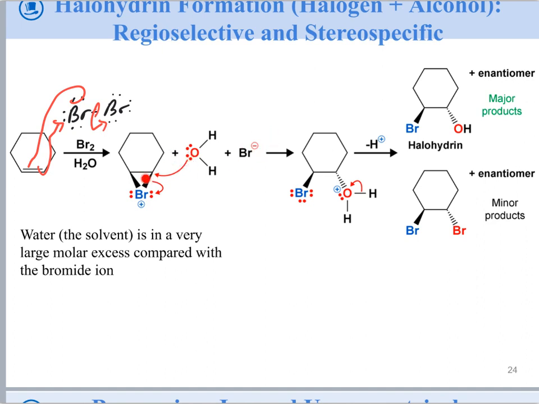Lone pairs come there, SN2 style. We lose the H plus, the Br minus could have taken it, that's fine. And we get a trans Br to the solvent. We call that a halohydrin, trans Br to the solvent. Right, that'd be minor because there's so much more of this around.